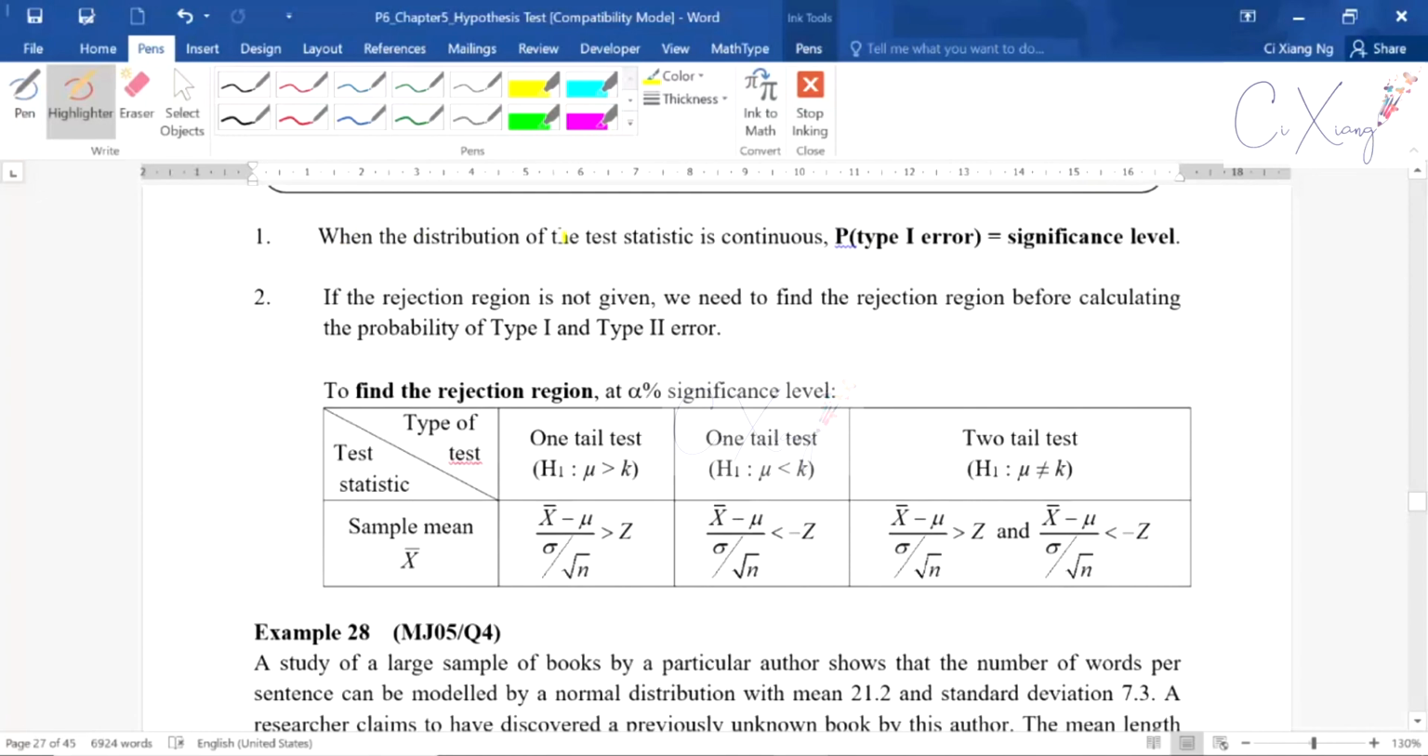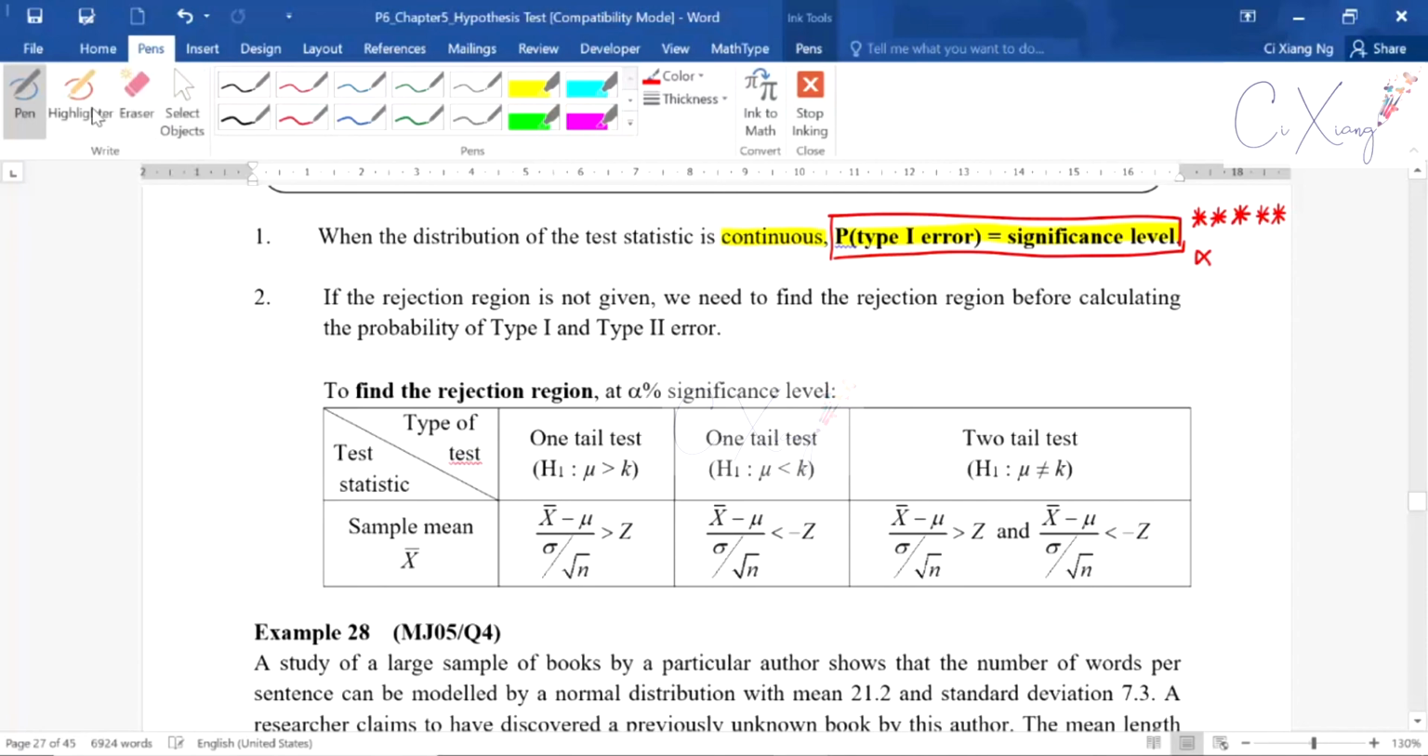When the distribution of the test statistic is continuous, which is normal in our case, you always remember the probability of type 1 error is equal to the significance level. Please remember this one. The probability of type 1 error equals the significance level. This applies only in the normal distribution in our case, because in our syllabus you only learn the normal distribution for hypothesis testing. So when they say calculate the type 1 error probability for a normal distribution, you straight away look for the significance level, which is alpha, usually given by the question.